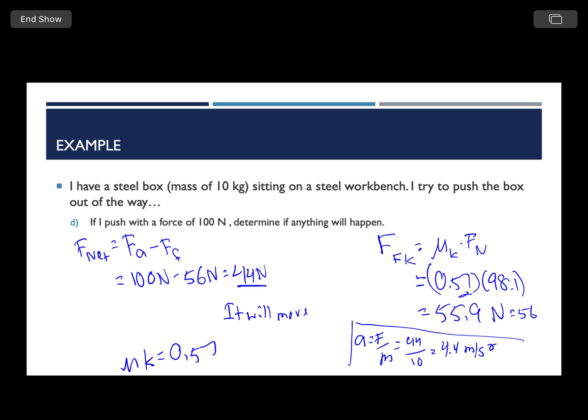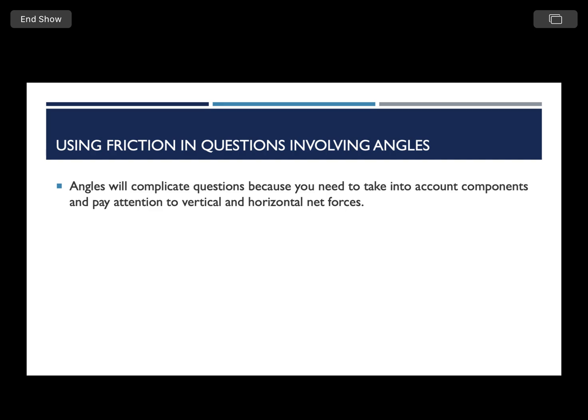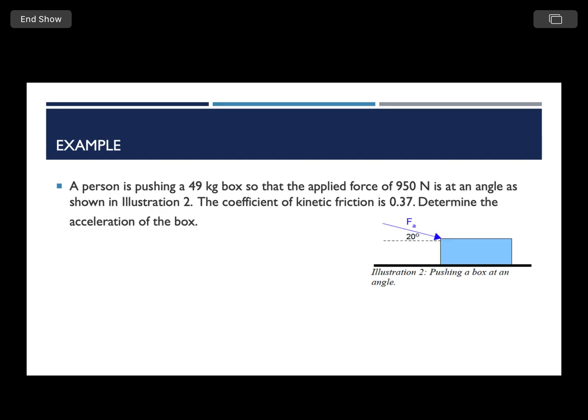Okay, so that's if everything's moving just back and forth. That's not very real world. So let's take into account things about pushing at angles. So let's take a look at this example. So we've got a person who's pushing a 49 kilogram box, and the applied force of 950 newtons is at an angle shown in this illustration. And the coefficient of kinetic friction is 0.37, and we want to find the acceleration.